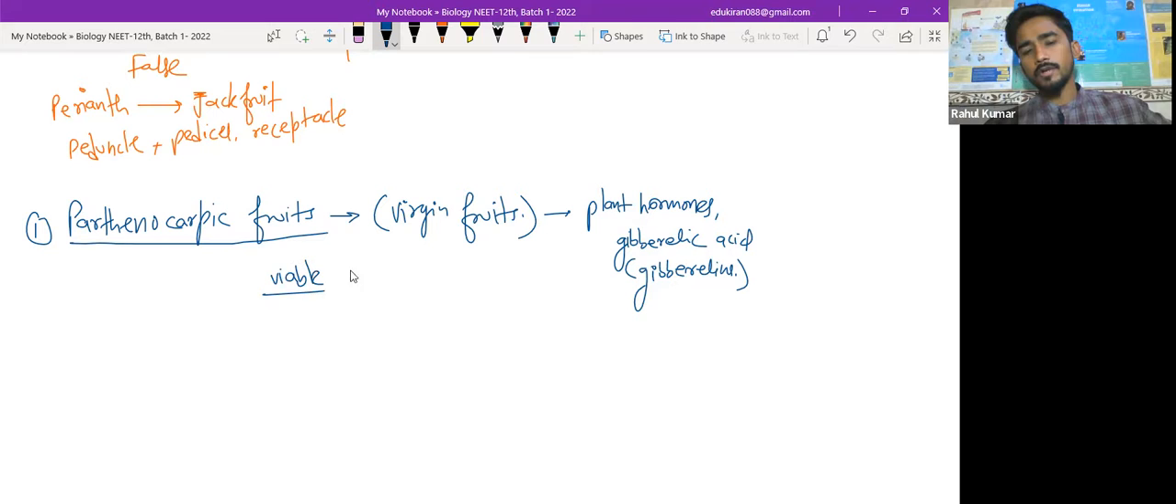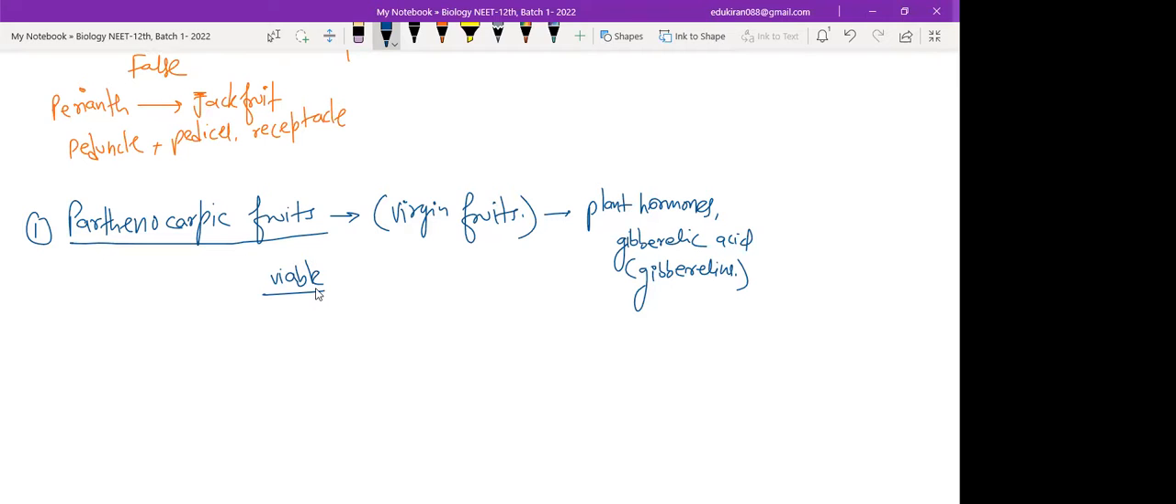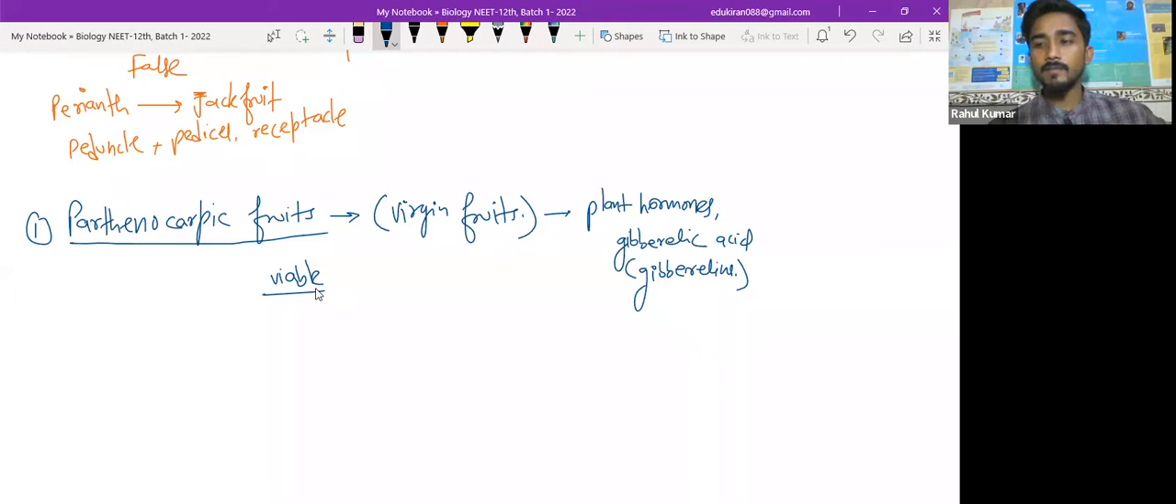What does the word viable mean? Please, it's an English word. Viability. Viable means functional. Viable means which can still function. Whatever it was meant to do, it should do it. And what should seeds do? Seeds should germinate and give rise to a new plant.